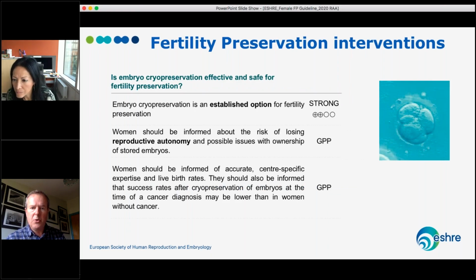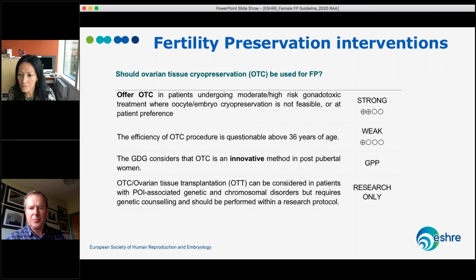Embryo cryopreservation, also an established option. The issue of loss of reproductive autonomy is of course very important with this, and again the need for accurate centre-specific information on this. We had a substantial section on ovarian tissue cryopreservation. That is an appropriate option for women undergoing specific treatments where they're at moderate to high risk of losing their fertility. And this may be because of time considerations, or it may be through patient preference. There is some evidence of an age-related effect on efficacy, as there is, of course, for embryo and oocyte, but the evidence surrounding this is relatively weak at present.